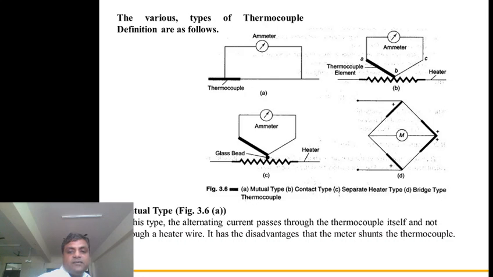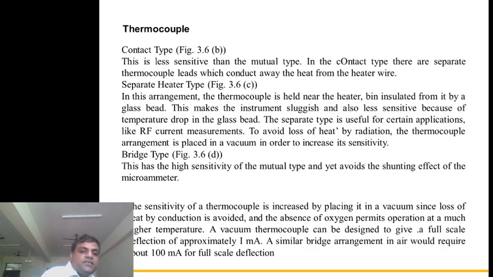See here a bridge, it is a balanced bridge, and one junction works as the thermocouple. This has the high sensitivity of the mutual type, and it avoids the shunting effect of the microammeter. It means first its shunting effect is avoided, and sensitivity is as high as that of the thermocouple.